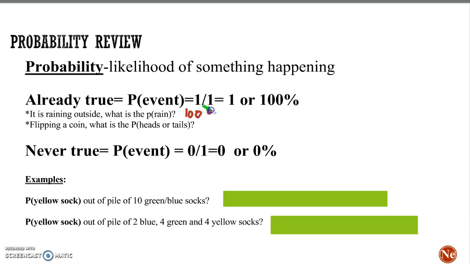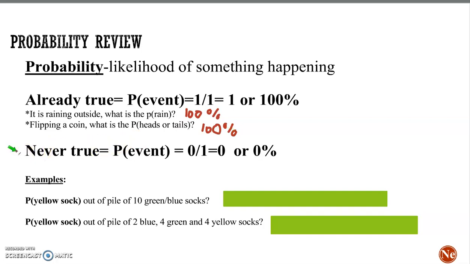Okay. Next example, flipping a coin. What is the probability it's going to either be heads or tails? Well, think about that. The only thing on coins are heads and tails. So the probability of one of those events happening is 100% because all you can get is heads or tails.